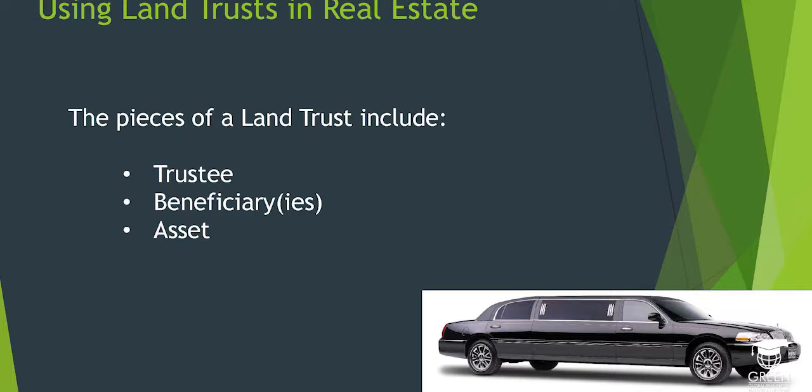So here are the three pieces of a land trust. They include a trustee, beneficiaries, and an asset. No matter how big, thick, or intense your land trust document is, these are the three significant pieces of the land trust, and that's really all that matters.